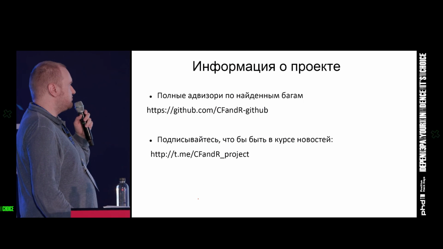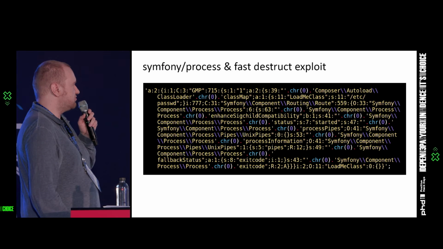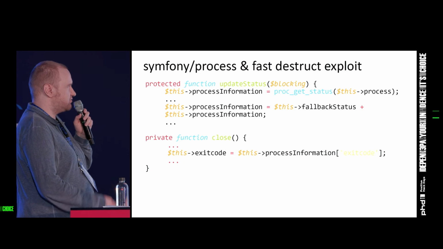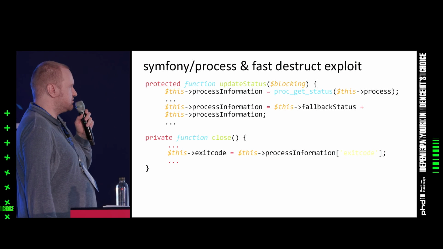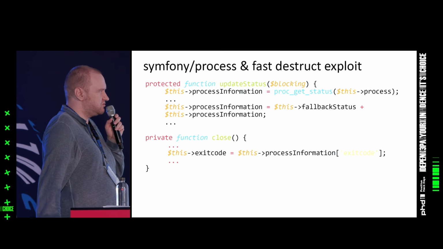So basically, this is it. This is the kind of exploit that we get. Then it either goes through GMP for PHP 5. In PHP 7, it's even simpler. The gadget is right on the surface. You don't have to bypass proc_get_status. You can just use it.